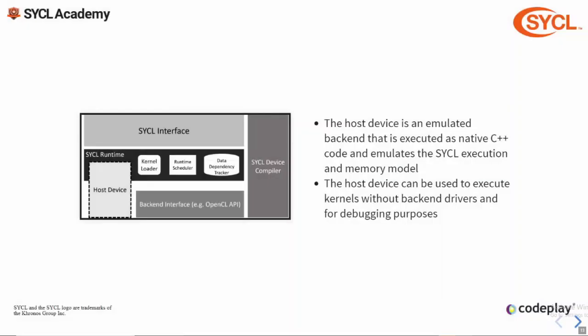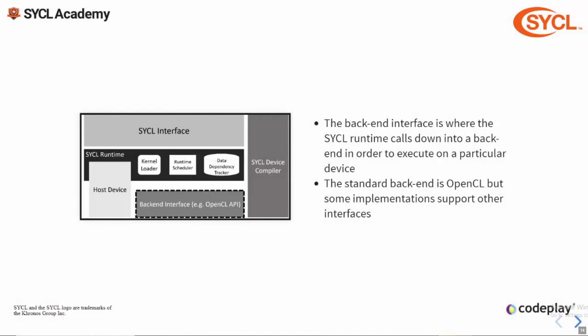Next is the host device. The host device is an emulated SYCL device which guarantees the same execution and memory model as a regular SYCL device, but runs natively in the SYCL runtime. The host device can be used as a fallback and to debug kernel functions. Next up we have the backend API, such as OpenCL, that sits underneath the runtime and performs any commands enqueued to it for a particular device. The standard backend for SYCL 1.2.1 is OpenCL, but some implementations, as we've seen, support other backends.